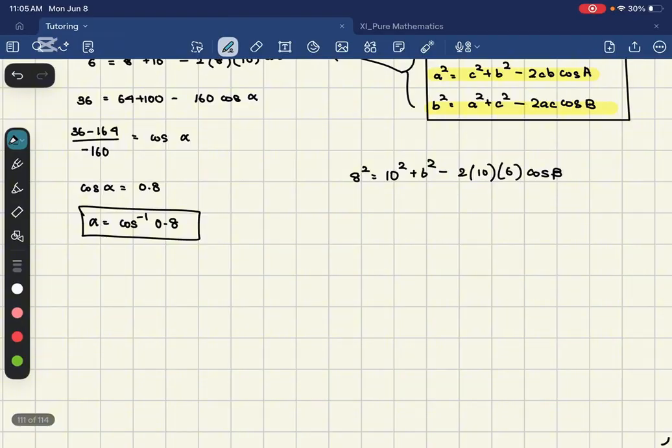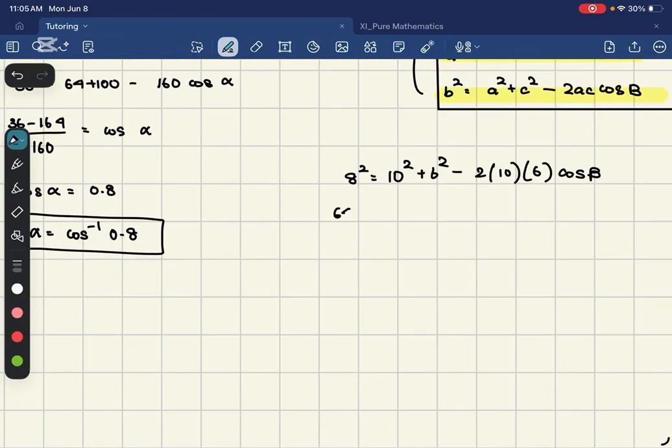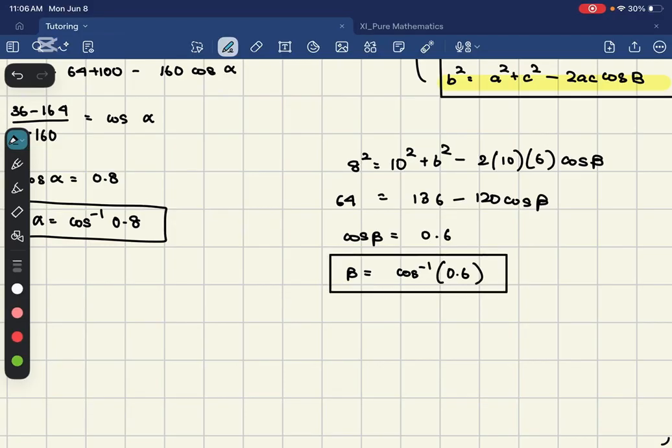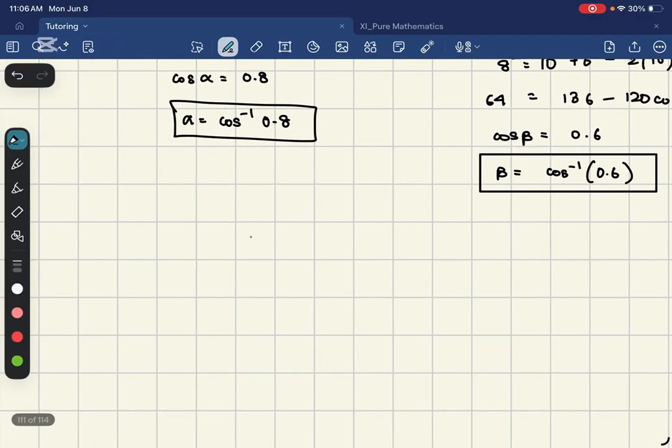Alright, and now if you solve this expression, you are going to get 64 is equal to 136 minus 120 cosine of beta. So I know I'm doing the calculation a little fast, but I hope you can catch up. And if you solve for beta here, you're going to get cosine beta is 0.6. And beta is going to be cosine inverse of 0.6. Alright, so we have our alpha, we have our beta. Now we need to find our gamma.